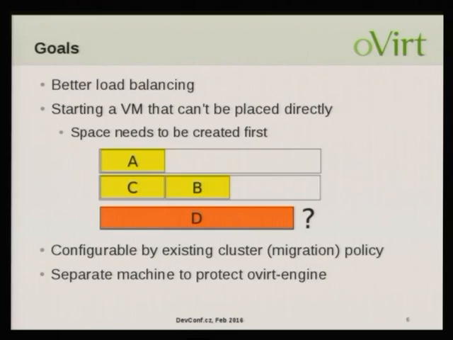Unfortunately, the current scheduler only does one by one, as I said before, and it doesn't know how to do that. It can't look one step ahead. We need a better scheduler for that. We also want that to be configurable by the current cluster migration policy, and the service is going to use quite a lot of resources, so we need a separate machine for that. So this is the goal. We need to solve this situation, and I'll show you how we did that.